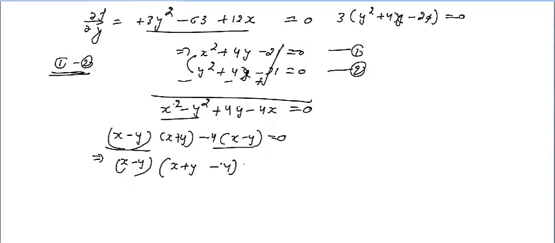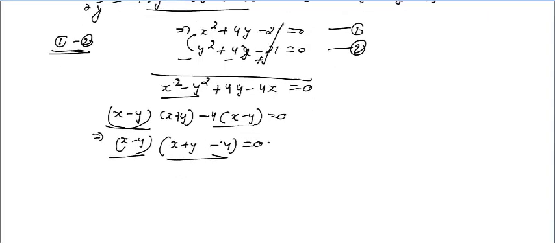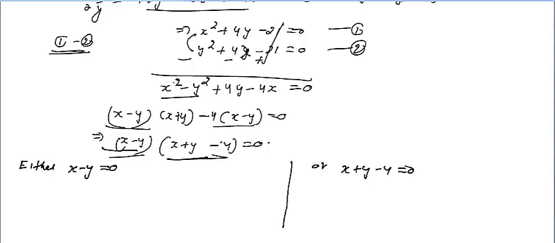Correct? So you have two things: either x minus y is equal to 0, or x plus y minus 4 is equal to 0, because the product of these two is equal to 0. So when x minus y is 0, you get x is equal to y. You can substitute this in any of the equations, even in equation number 1: x square plus 4x minus 21 is equal to 0.